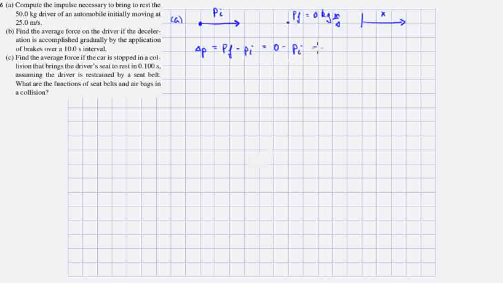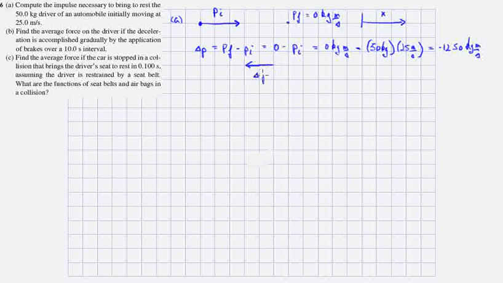And so this is going to be equal to 0, put some units in here, kilogram meters per second, minus the initial momentum. Okay, so that's going to be the mass of the driver times the initial velocity. Minus 1250 kilogram meters per second. Okay, and the negative sign, of course, means that the delta p is to the left.